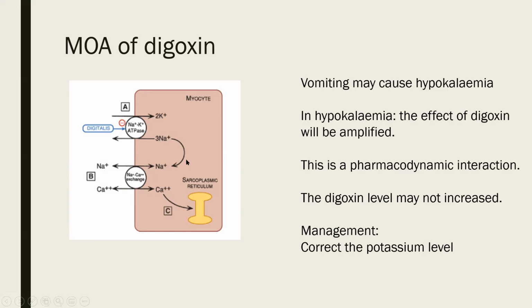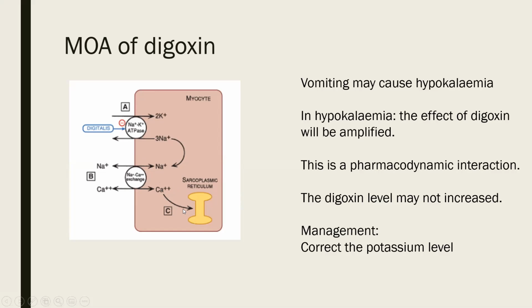So sodium is accumulated in the cell. Because of that, there is no movement of sodium out, and there is no movement of calcium out either. So when calcium cannot go out, the calcium will also be accumulated in the cell.